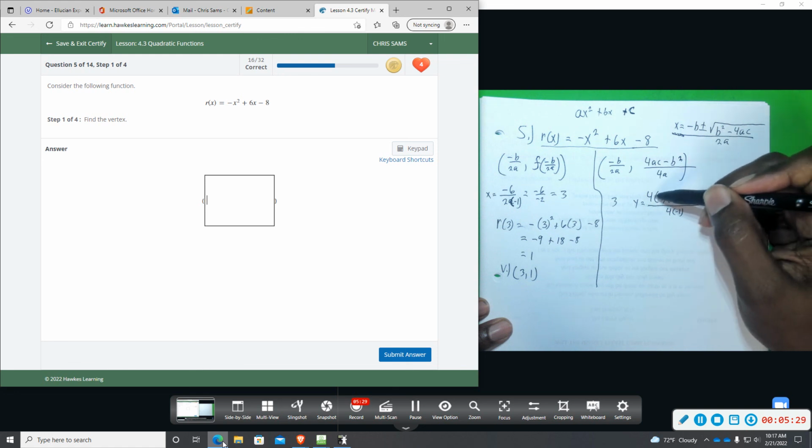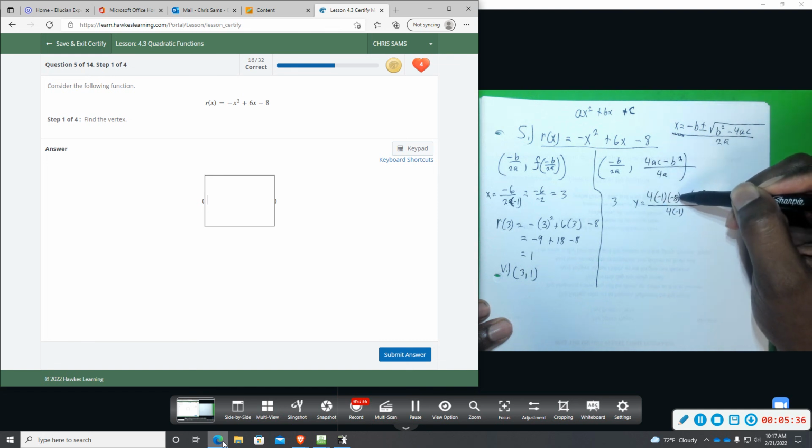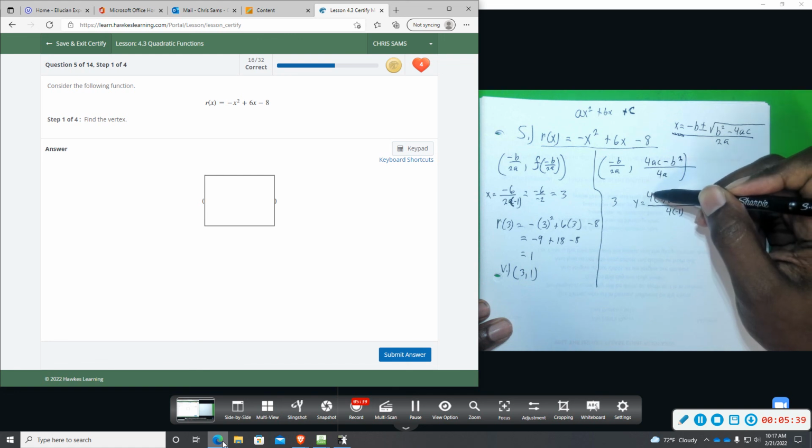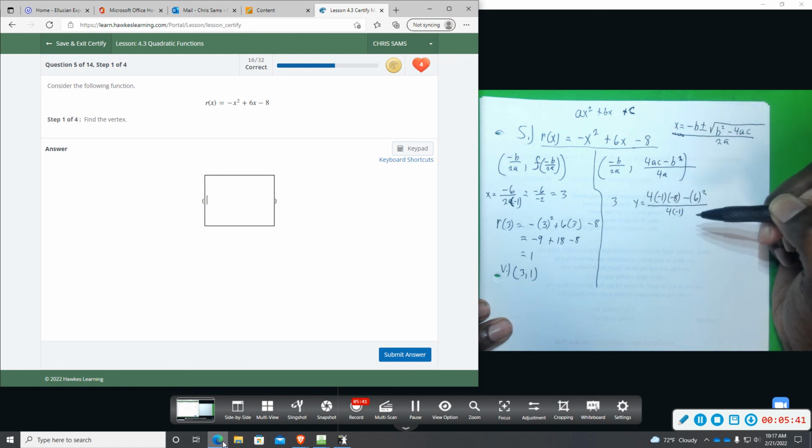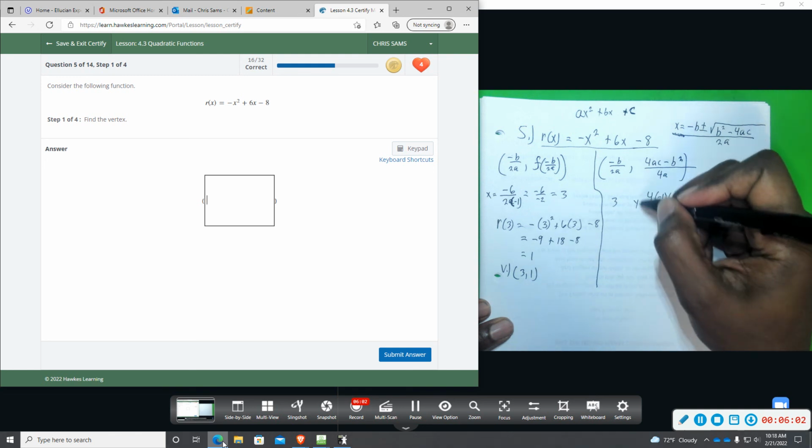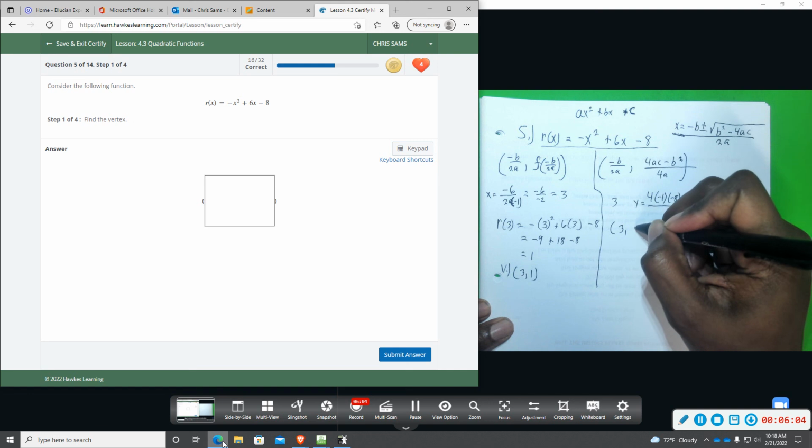Multiplying all this will give us a negative 32, and then it'll turn back. So 8 and 4 is 32, but it'll be a negative, times a negative 1 to give you a positive 32. This will give you a 36. So we have 32 minus 36 all over negative 4. And again, it looks like we get negative 4 over negative 4, and that gives us positive 1. So yes, we get a 1 here, so we get 3 and 1.